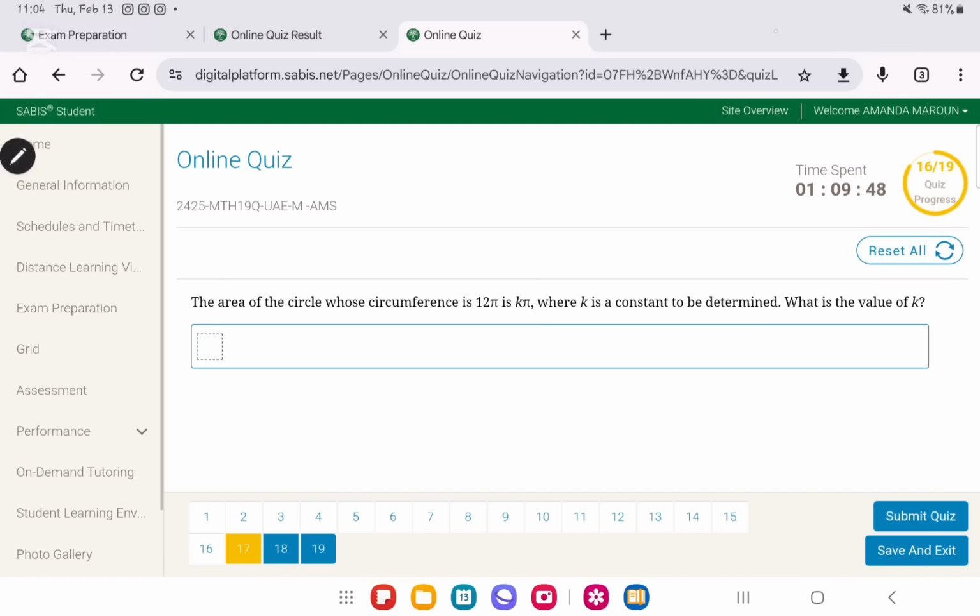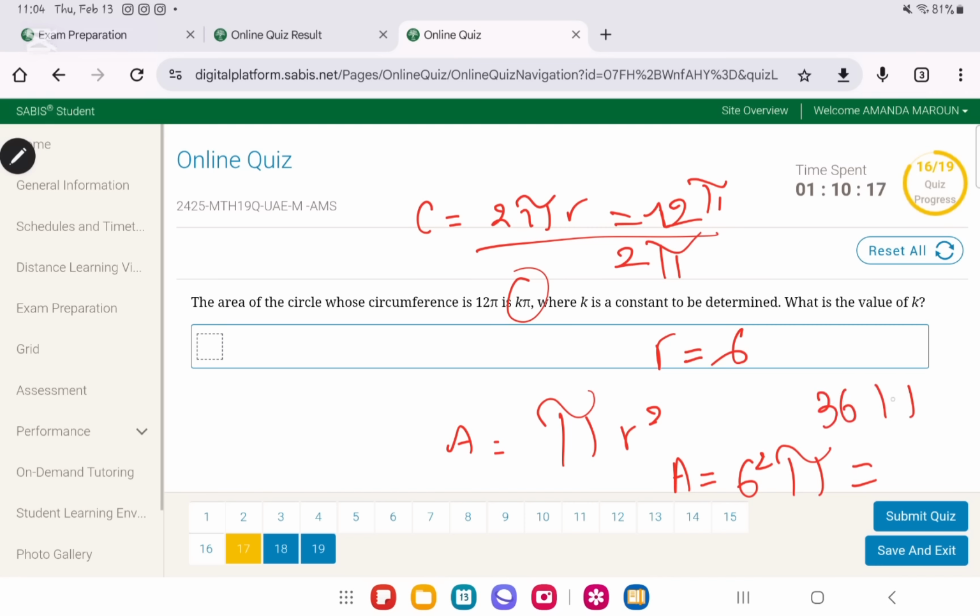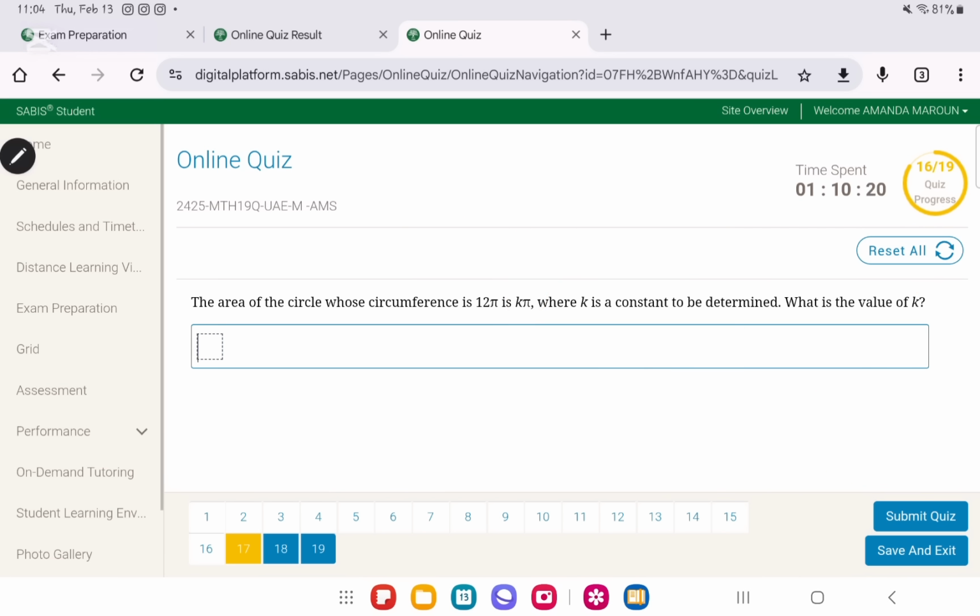Very simply, to find the area, you need to find the radius, and we know that the circumference is equal to 2 pi r. So in this case, it's equal to 12 pi, sorry. So divide by 2 pi, you are going to get that r is then equal to 6. And now to find the value, we know that the area is equal to pi r squared. So in this case, it's going to be 6 squared times pi, so it's going to be 36 pi. So the value of k is very simply 36.